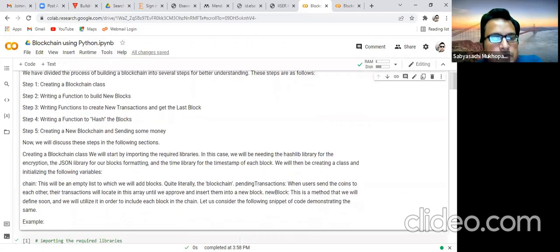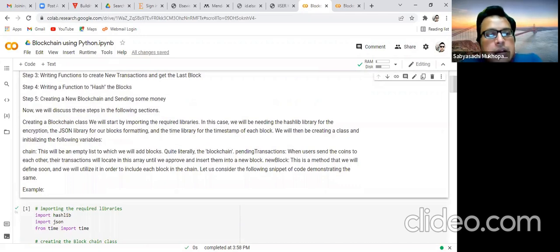So first of all, we'll use the hashlib library for encryption, the json library for block formatting, and the time library for the timestamp of each block. And then we will create a class and initialize the following variables. For example, chain. This will be an empty list to which we will be able to add the blocks, or quite literally we can call it the blockchain.